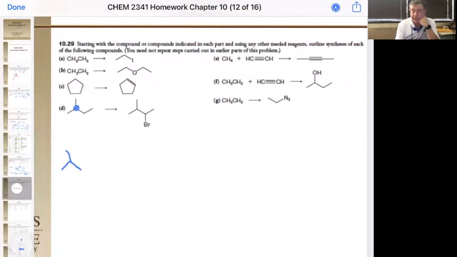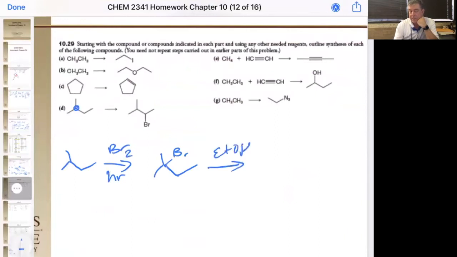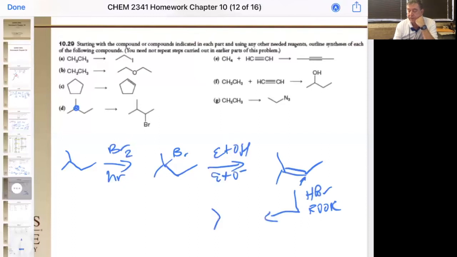We can start with that and do our bromination, Br2 with H nu, and that's going to give us our bromine right here. And then we can use base ethoxide again right here, and that's going to give us a double bond right here. Okay, and then let's use HBr with peroxides. It'll give us our anti-Markovnikov product, so we'll get the bromine here. And so that will give us our product. I'm going to put the hydrogen there and the bromine here.